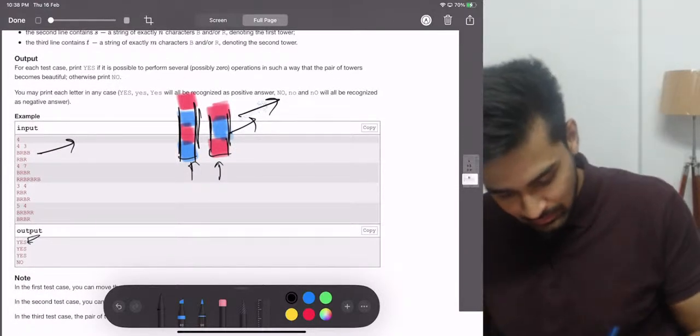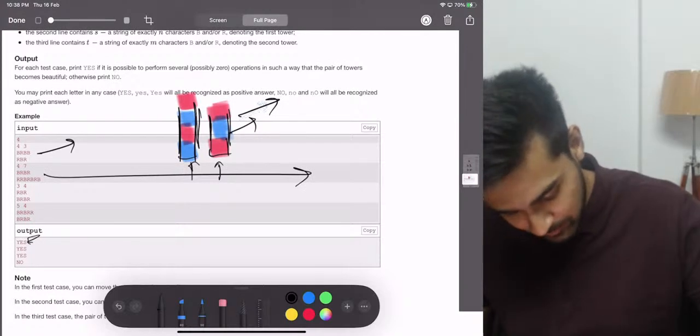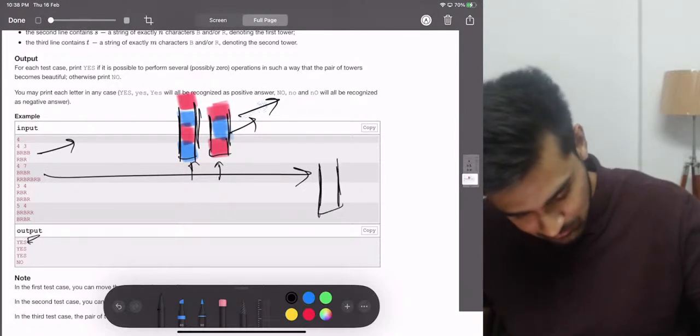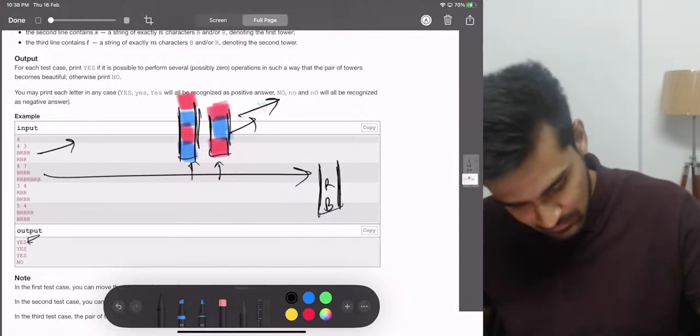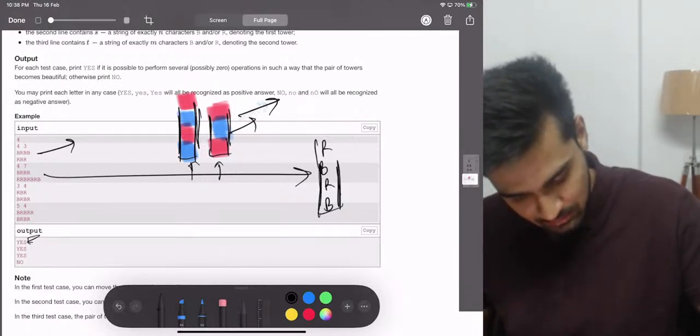Similarly, for the next one, let's look at the next one. What do we have? We had B, R, B, R.